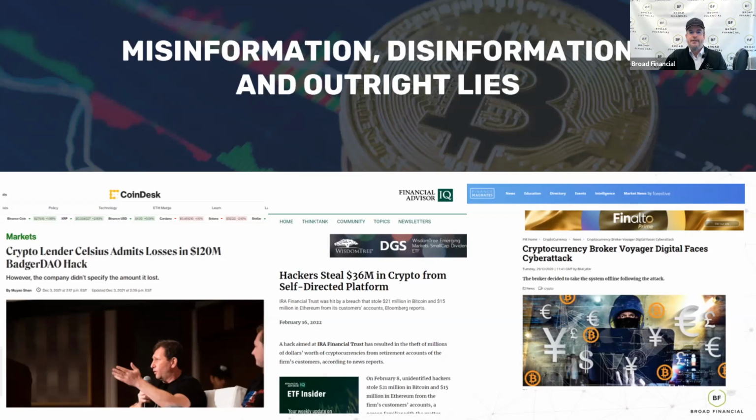I just want to say one last thing. That middle article there: hackers steal $36 million in crypto from a self-directed platform. We have a competitor who does things a little differently than us. They also have an LLC, but the way they structure it, they're only with one custodian, and there was an extra step that we don't do. With us, we never touch your crypto, we never touch your money. It's completely in your hands. But this other competitor did have this step, and because of that, they were hacked, and $36 million of clients' IRA crypto was stolen.